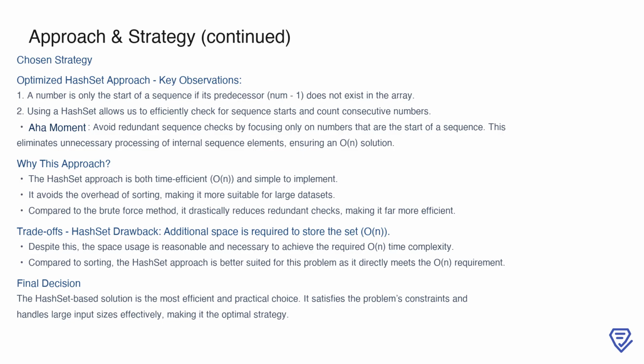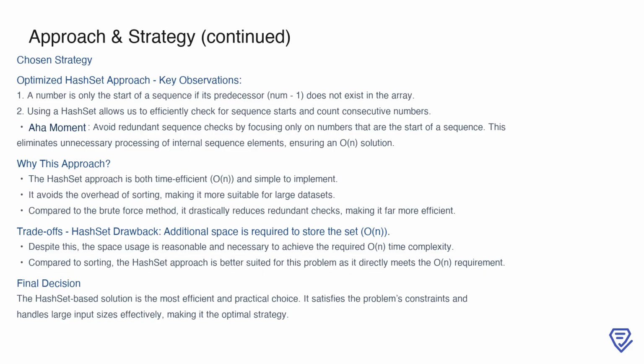The key observations here are that a number can only be the start of a sequence if its predecessor, number minus 1, is not present, and that a hash set allows us to efficiently check for sequence starts and count consecutive numbers. What makes this approach particularly powerful is how it avoids redundant sequence checks. By focusing only on numbers that qualify as sequence starts, we eliminate unnecessary processing of elements that are part of ongoing sequences. This ensures an O(n) time complexity, which is optimal for this problem.